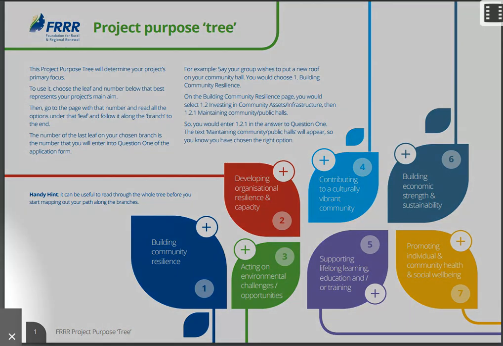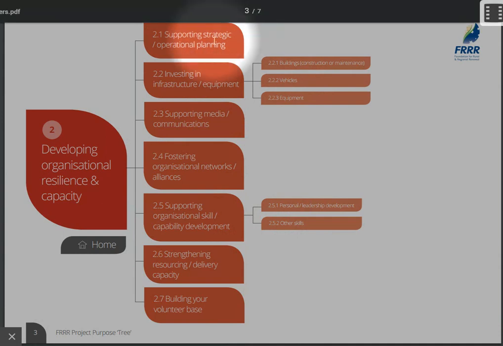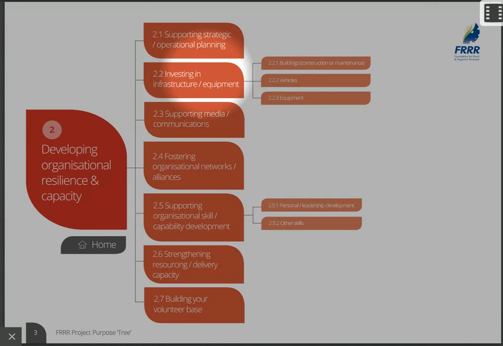So in this case, you would go to number 2, developing organisational resilience and capacity, and then follow the branch along to investing in infrastructure equipment, and then on to 2.2.1, buildings, construction or maintenance. Again, what we are focused on in the purpose tree is the what you will use the grant for, and in this case it would be to add solar panels to the building.